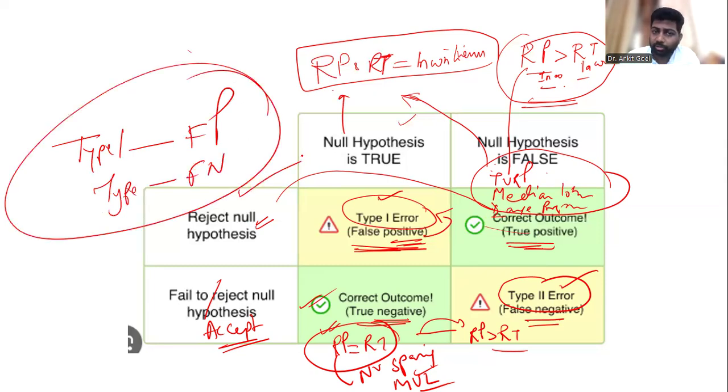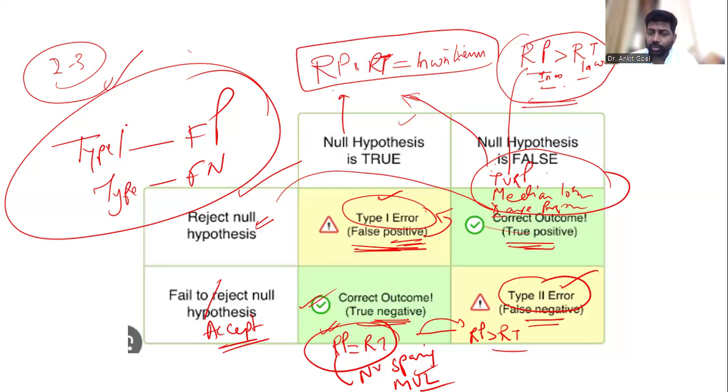MCQs might not be so simple. You need to plot this. You need to know what the hypothesis is. So you have to spend time on your statistics questions. Whenever there are statistics questions in your exam, there are around 2 to 3 questions. Please spend time on them. Don't just give up on the questions. They are not very difficult. You have to plot them in a table.